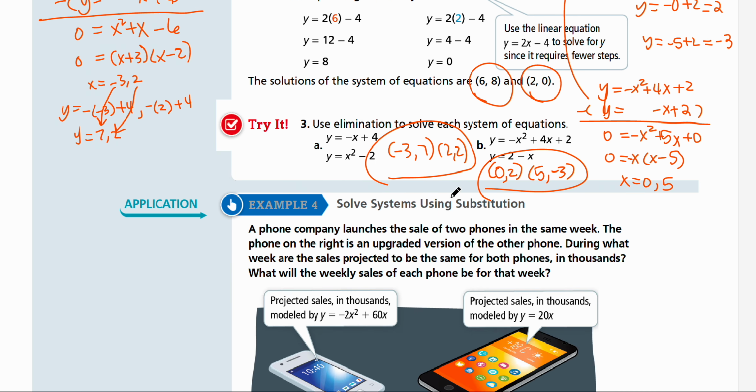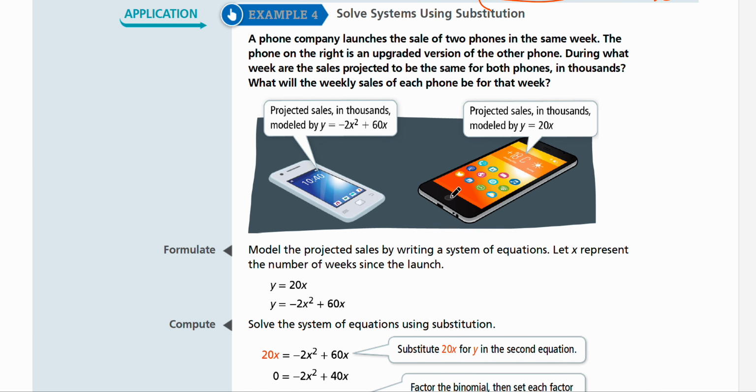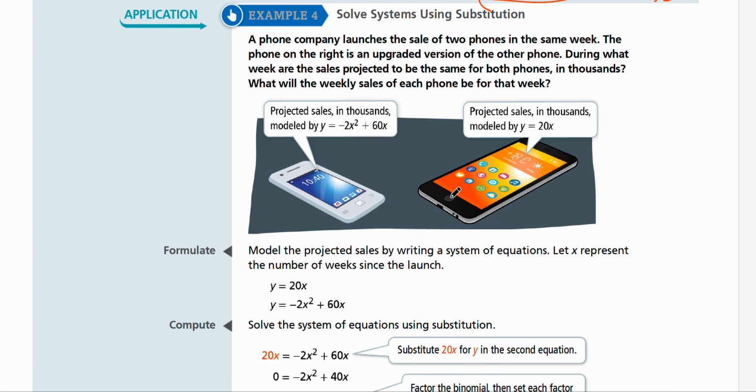Okay, let's look at example 4. Solve systems using substitution. This is another method. Substitution, you just substitute one by one until you can solve it. So let's look at an application problem here. A phone company launches the sale of 2 phones in the same week. The phone on the right is an upgraded version of the other phone. During what week are the sales projected to be the same for both phones in thousands? What will the weekly sales of each phone be for that week?